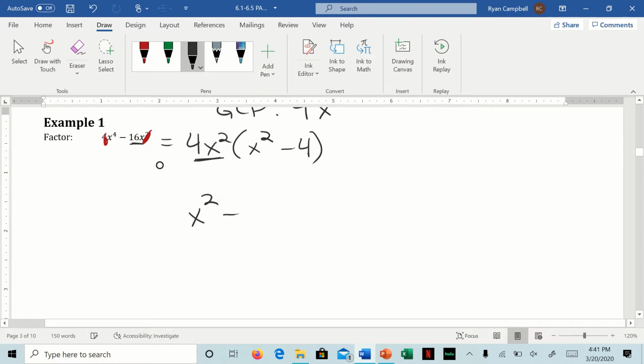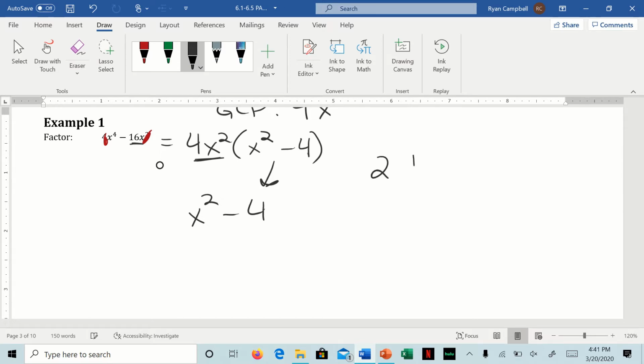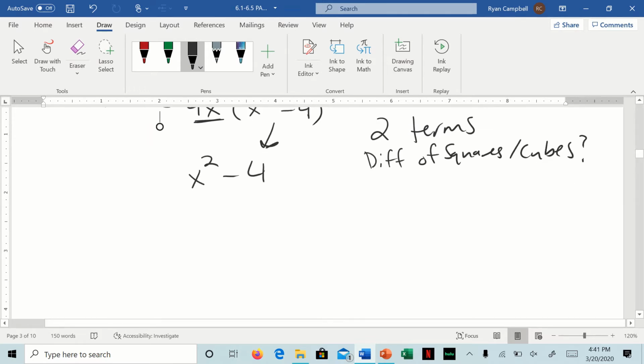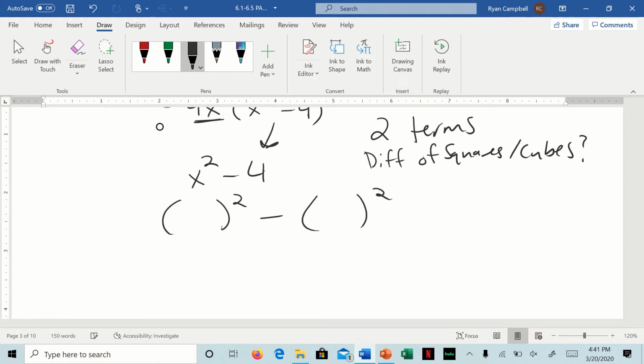So now let's look at the x squared minus 4. So we have two terms. So is this going to be a difference of squares or a difference of cubes? Right, we don't have to check the sum because they're subtracting. Well, since it's a square, maybe it's a difference of squares. So what squared minus what squared? We see we have an x and a 2. So this is just x plus 2, x minus 2.